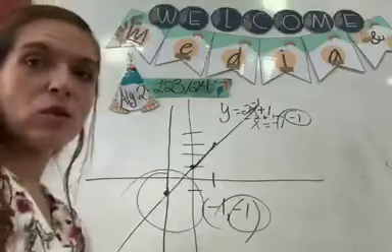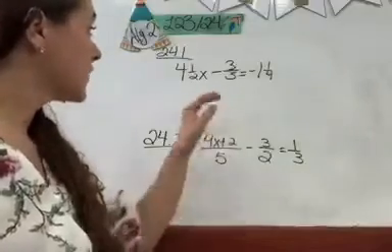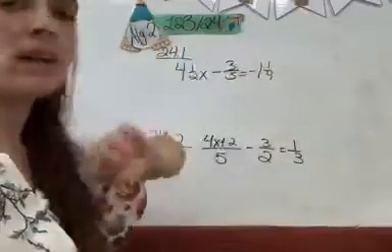Okay, let's get into lesson 24. Okay, lesson 24, here we go. The very first part of it is fractional equations. So look at this one. You have 4 and 1/2 x minus 3/5 equals negative 1 and 1/4.